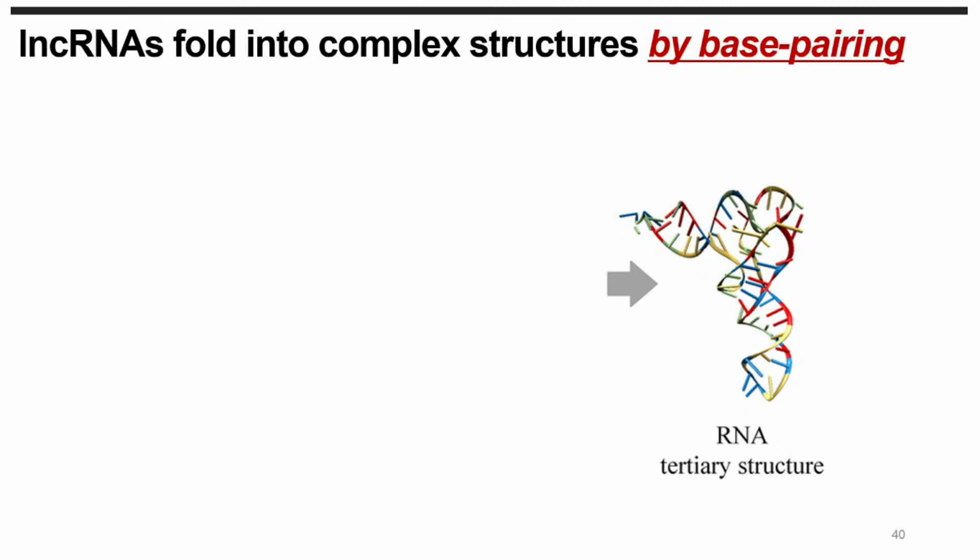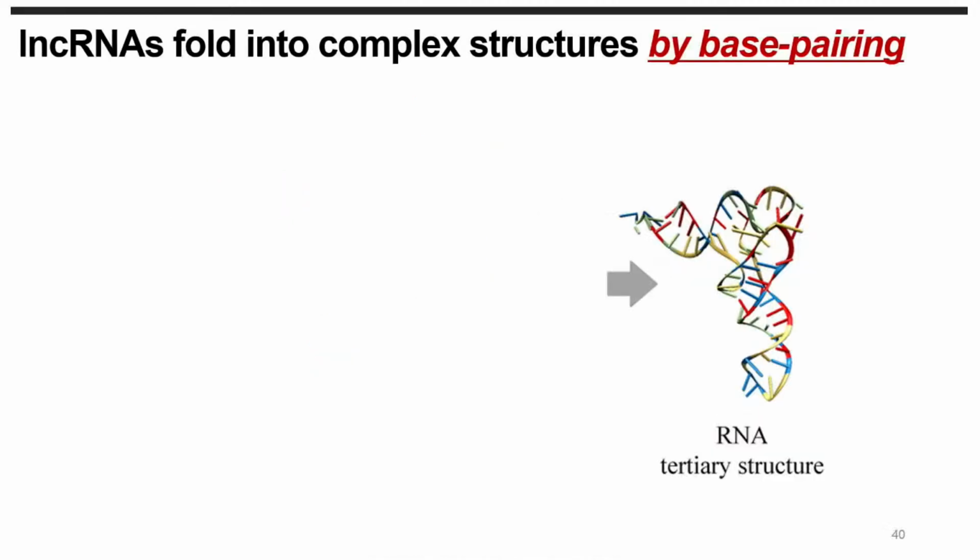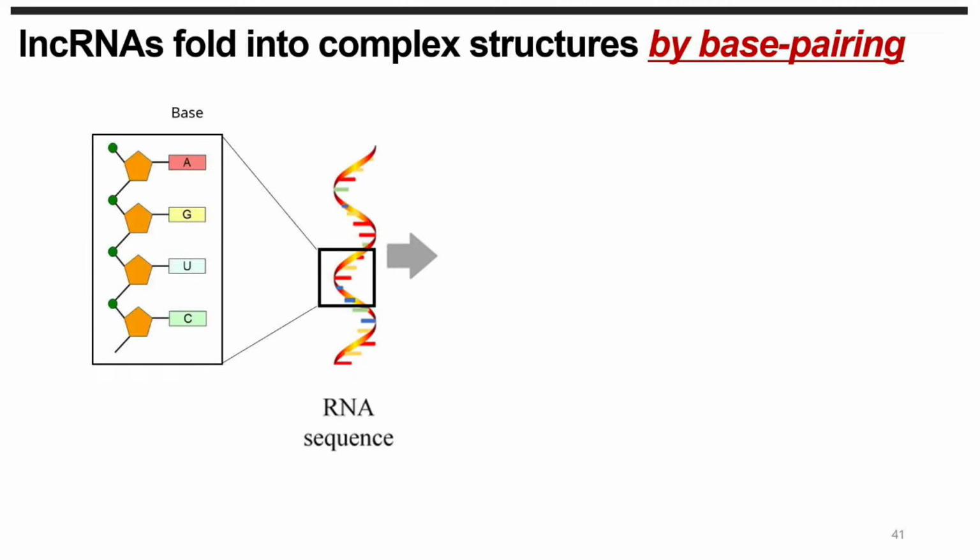So, yeah. As I previously mentioned, lncRNAs fold into complex structures. So here we have our experimental strategy to determine the structure of SChLAP1, called SHAPE-MaP. For a brief background, lncRNAs fold into complex structures by base pairing. To make this complex structure, first we need to start from this string-like RNA structure.